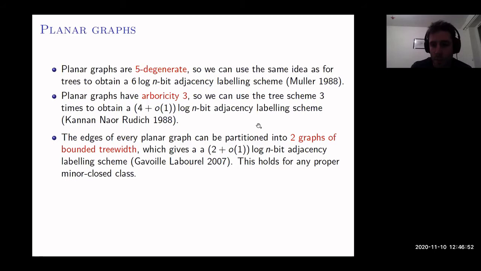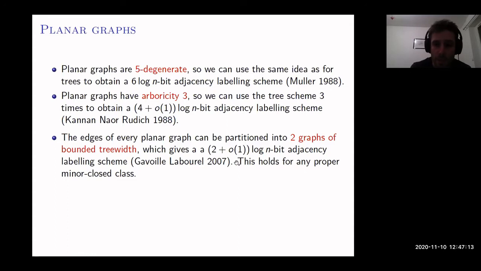And again, you can do the same trick. So the scheme for trees, you can make it a scheme for tree widths that will work with only log n plus some lower order term bits, and you store your label in the two schemes, so it makes a 2 log n bit adjacency labeling scheme.